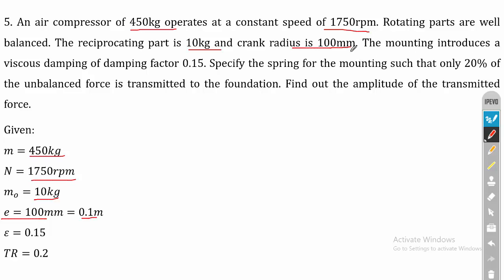The mounting introduces a viscous damping of damping factor 0.15. So in the mounting they have used a viscous damper with a damping factor of 0.15. Specify the spring for the mounting such that only 20% of the unbalanced force is transmitted to the foundation. Okay, so we have to design a spring so that only 20% of the generated force is transmitted to the foundation. So the transmissibility ratio is 20 divided by 100, that is 0.2.